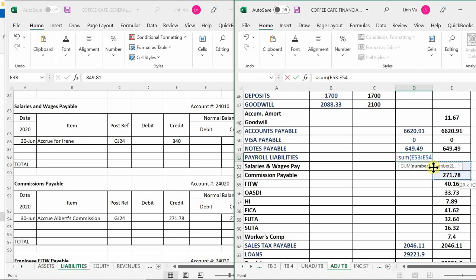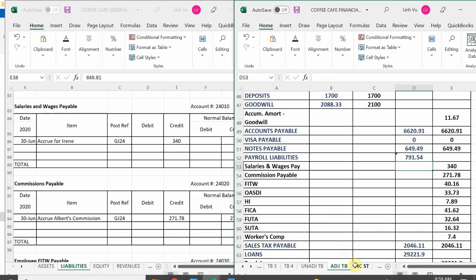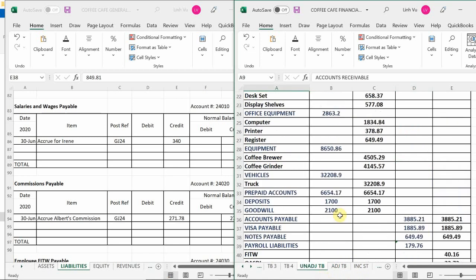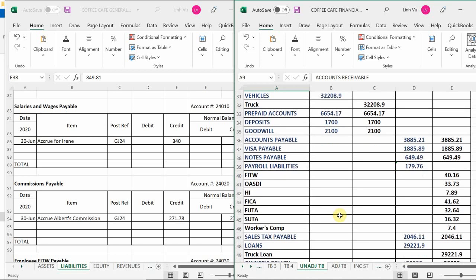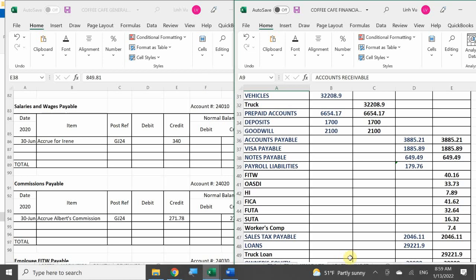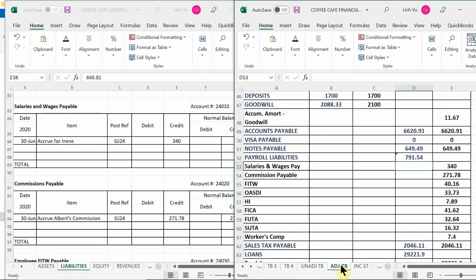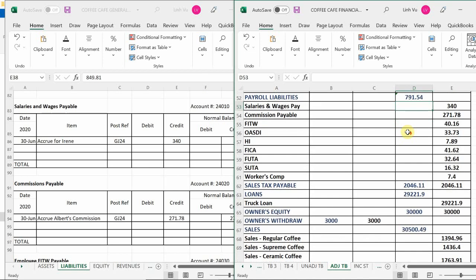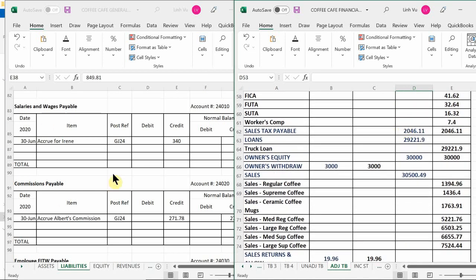So we got the salaries, commissions, the FITW, OSEIHI, FICA, FUTA, SUTA, and workers' comp. So it increased from earlier. Payroll liabilities was 179. Now it is a total of 791. So let's see what else is there.